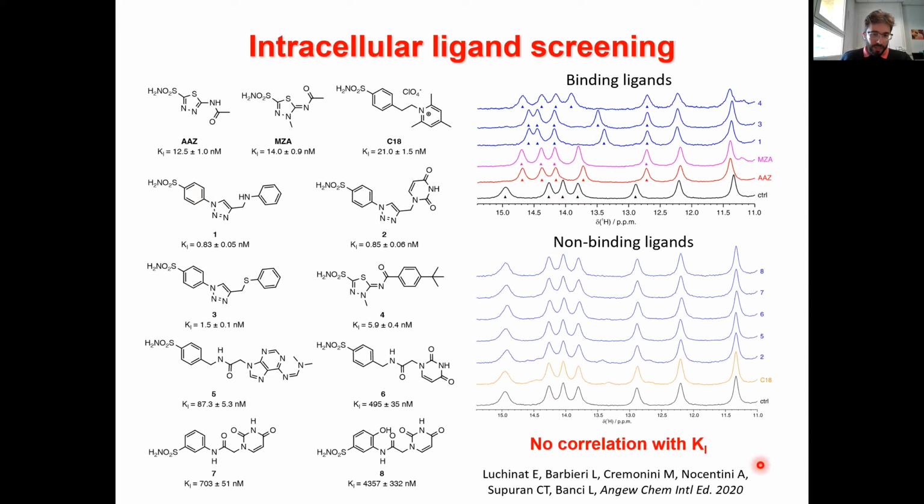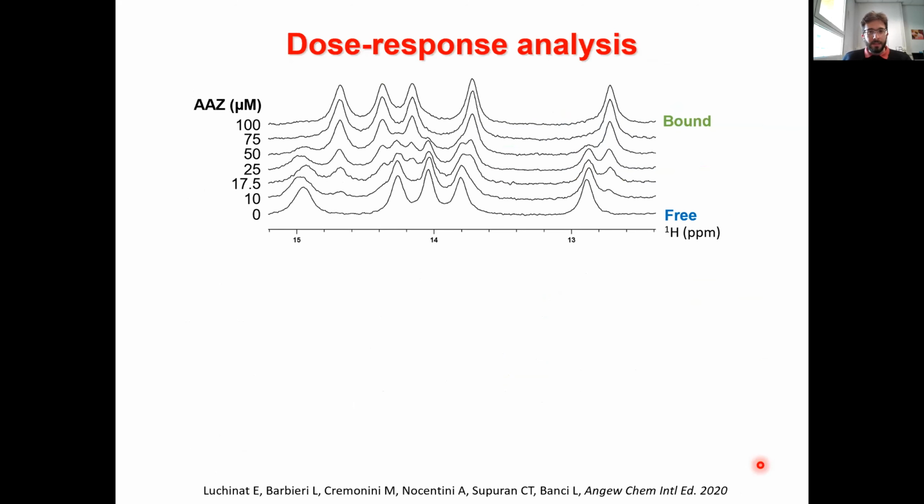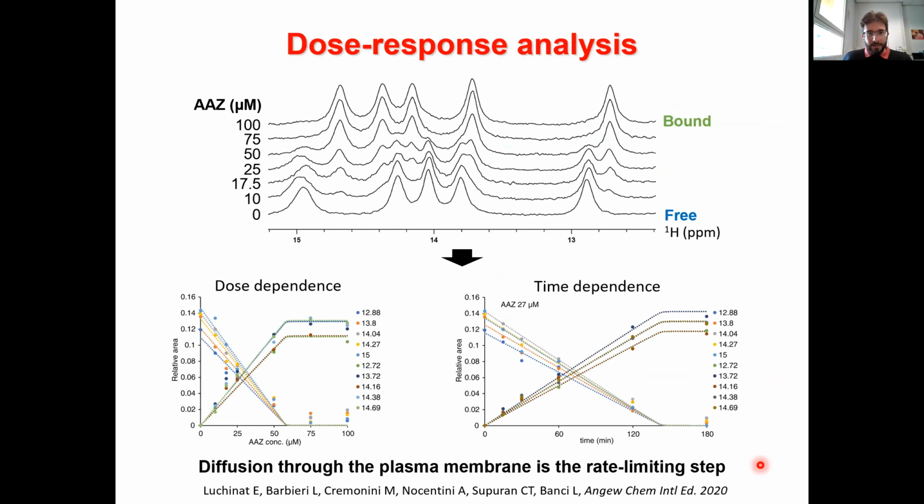And irrespective of the Ki and therefore of the affinity constants toward the target. At that time, we then did the dose-response analysis and time-response analysis by treating cells with different concentrations of ligands or for different incubation times. By analyzing the dose dependence and the time dependence, we realized that the reason why some of these compounds would not bind at all in the cell was that diffusion through the plasma membrane is the rate limiting step in the case of these ligands.